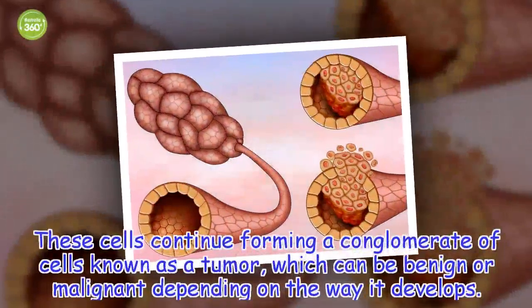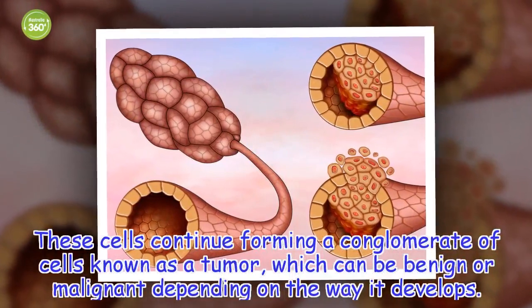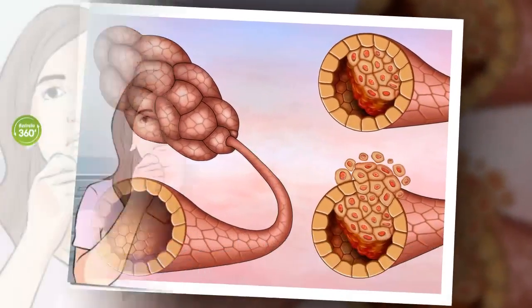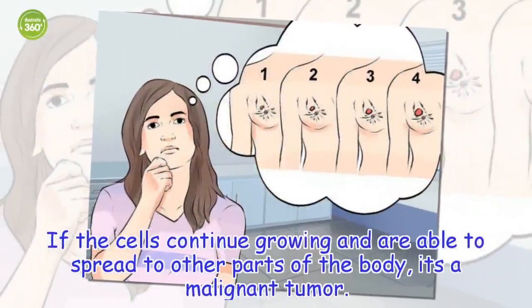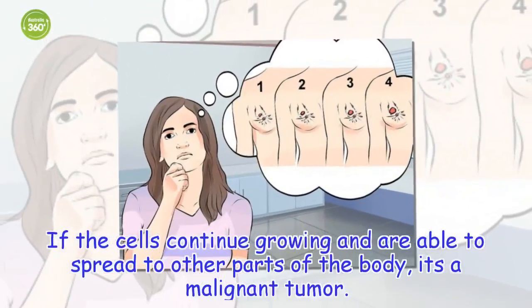These cells continue forming a conglomerate of cells known as a tumor, which can be benign or malignant depending on the way it develops. If the cells continue growing and are able to spread to other parts of the body, it's a malignant tumor.